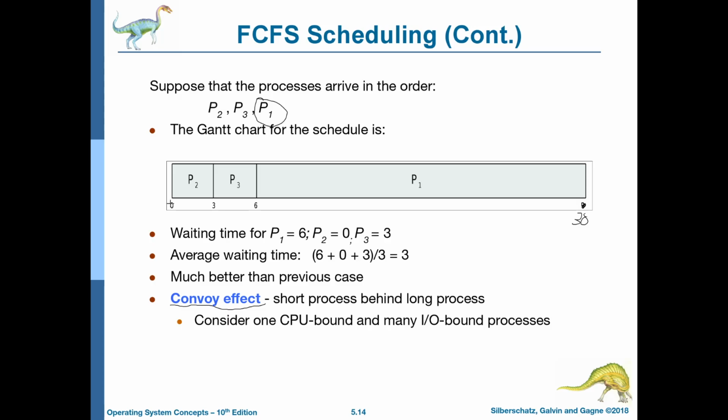Now, process 2 has a wait time of 0. Process 3 has a wait time of 3, and process 1 has a wait time of 6. And if we average all of those together, 6 plus 0 plus 3, now we get 3 instead of 17. So remember, in the previous order of the jobs, our wait time was 17, and now a 3 is a better improvement.